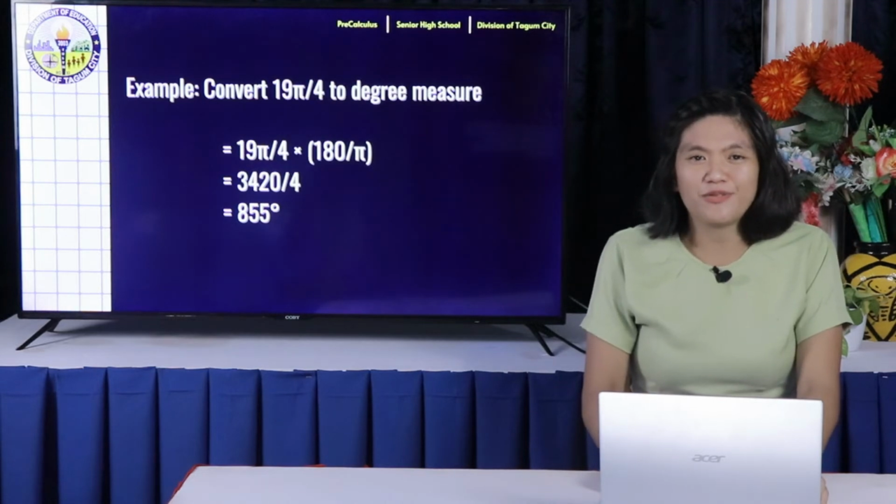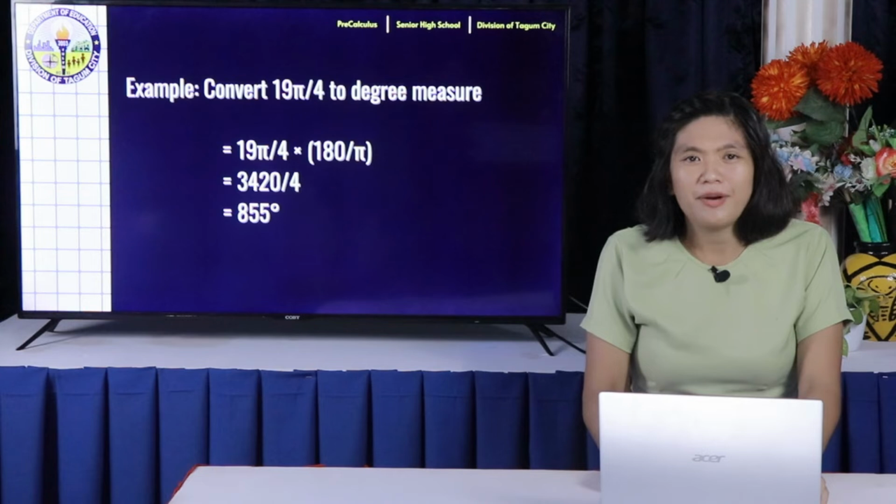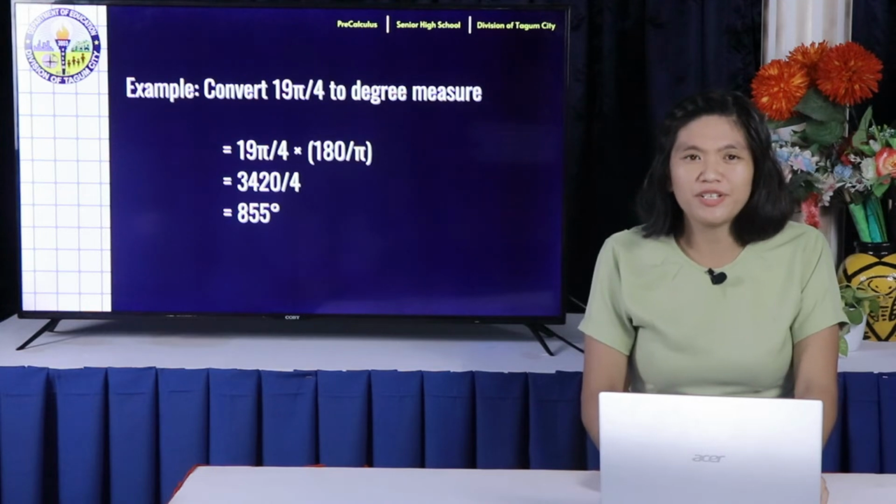How about 19 pi over 4? What is this in degree measure? So, by applying the conversion rule of radian measure to degree measure, we multiply 19 pi over 4 to 180 over pi. The answer is 855 degrees.